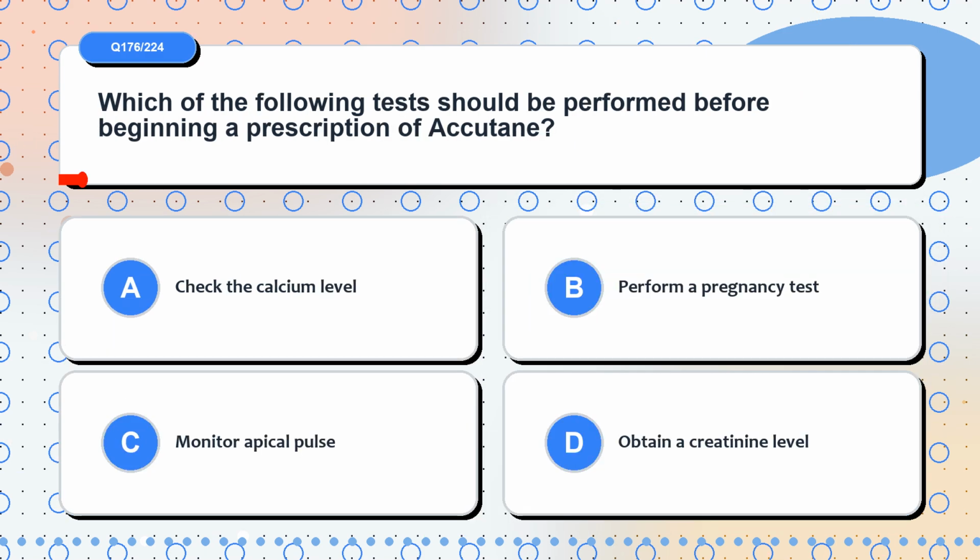Question 176. Which of the following tests should be performed before beginning a prescription of Accutane? Here are the options. Option A. Check the calcium level. Option B. Perform a pregnancy test. Option C. Monitor apical pulse. Option D. Obtain a creatinine level.